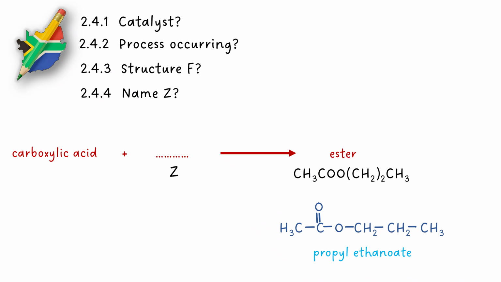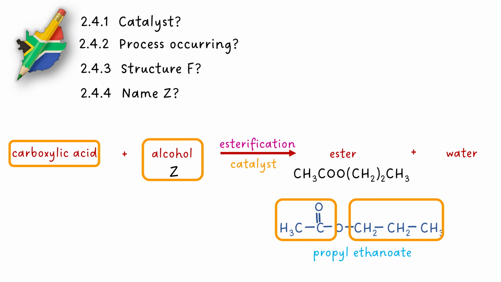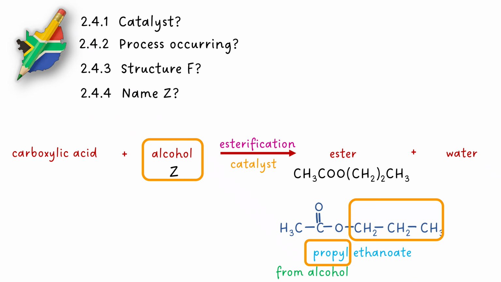We are told that it can be produced by the reaction of a carboxylic acid with another substance, which we will call Z. And we're told that a catalyst is used in this process. Now, esters are produced from the reaction between a carboxylic acid and an alcohol, and the byproduct is water. This type of reaction is called an esterification reaction. Now, which part of the ester comes from the alcohol and which from the acid? The first part of the name indicates the alcohol which was involved, which must be propanol, which is a 3-carbon alcohol, so compound Z is propanol.